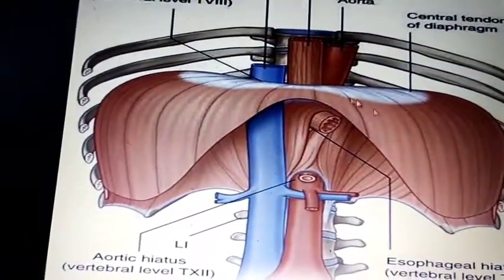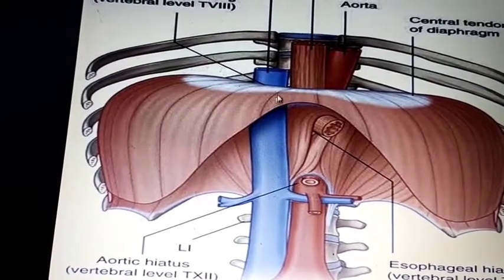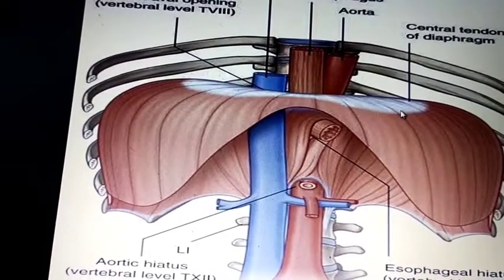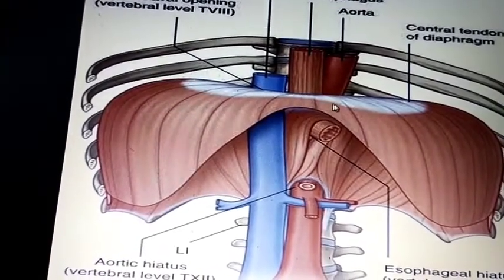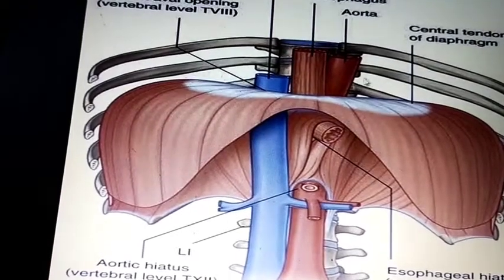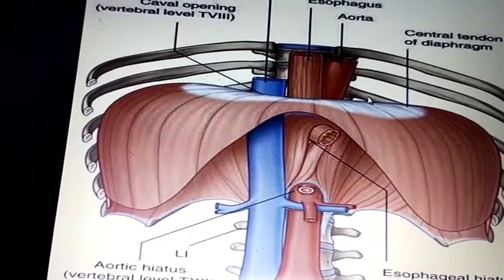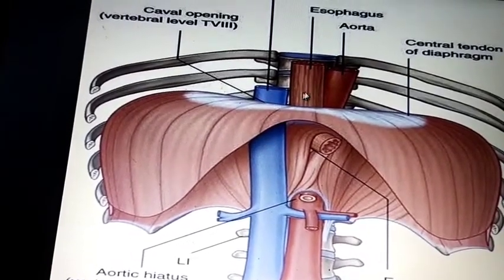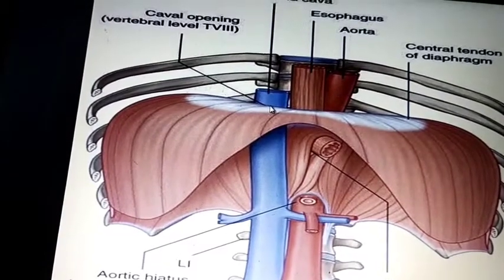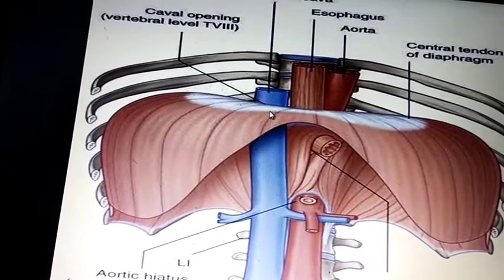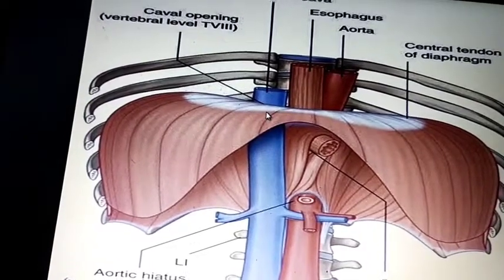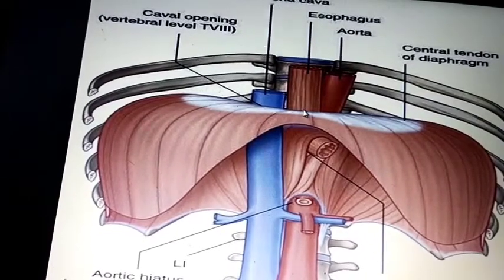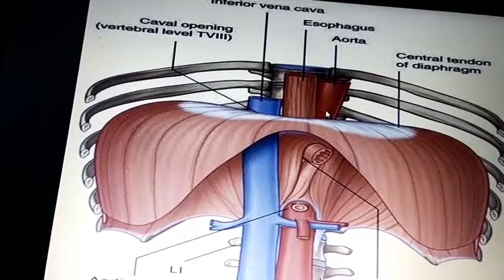You can see here, this is the diaphragm. The diaphragm looks dome shaped. The white color that you can see is nothing but the tendinous part, or insertion, of the diaphragm, and there are some openings. This is the inferior vena cava, this is the esophagus, and this is the aorta. Towards the anterior, first you get the inferior vena cava, second the esophagus, and third the aorta.